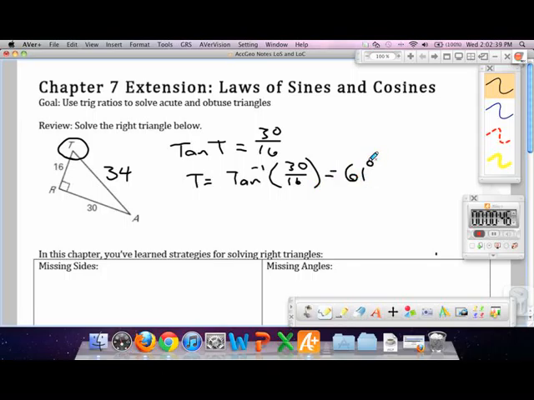Point whatever. Point so forth. 61.9. Yeah. A little bit closer to 62. If you know angle T, then we could find angle A pretty quickly.